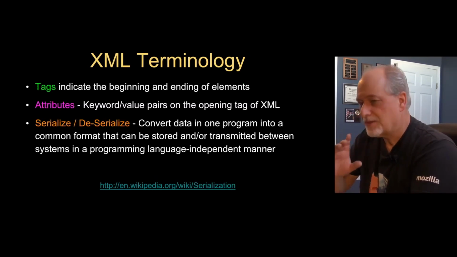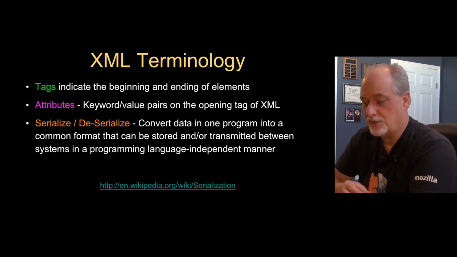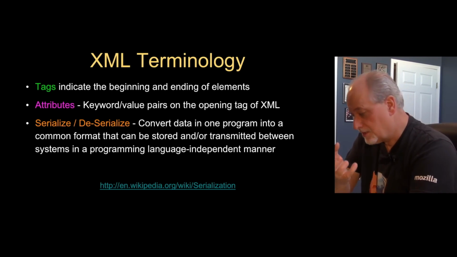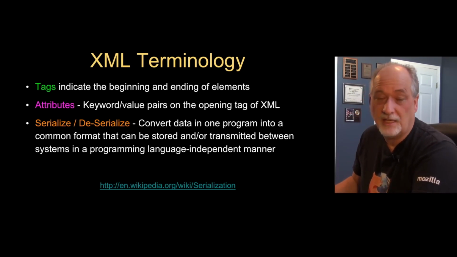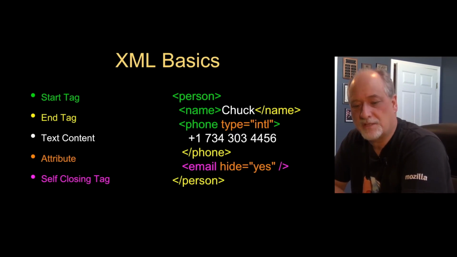And so inside XML, we're going to talk about tags, attributes, and data, and we've already talked about serialization and deserialization. Serialization is the act of taking data inside of a computer in one programming language, setting it up for transport, transporting it across, and then taking it back apart and turning it back into whatever internal data form it needs to be in the destination system.